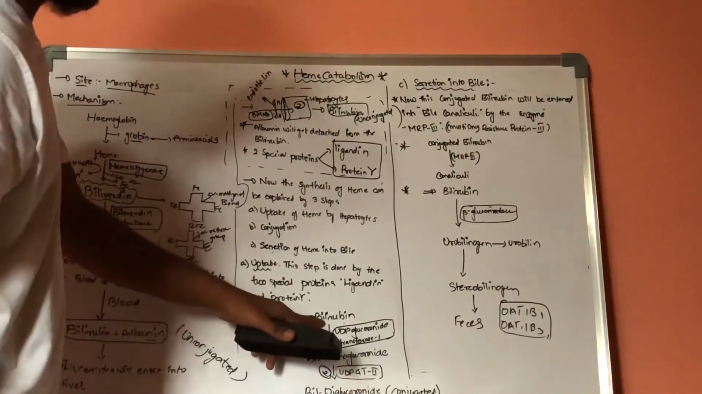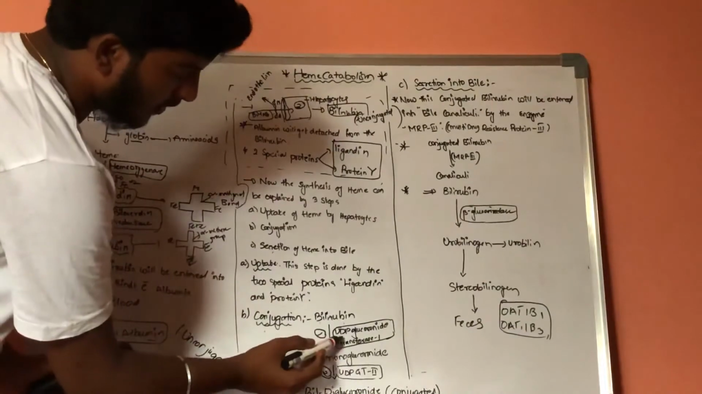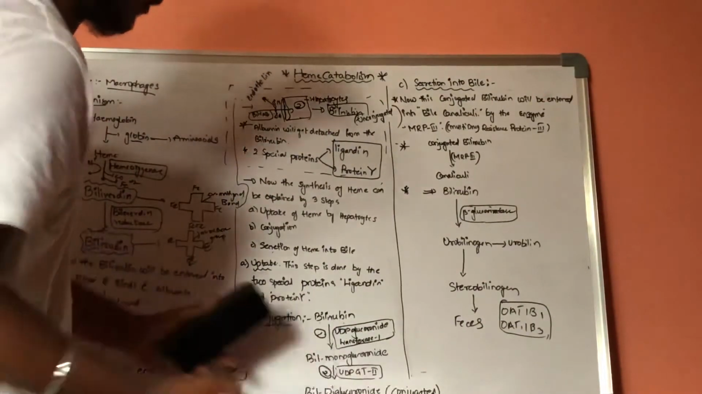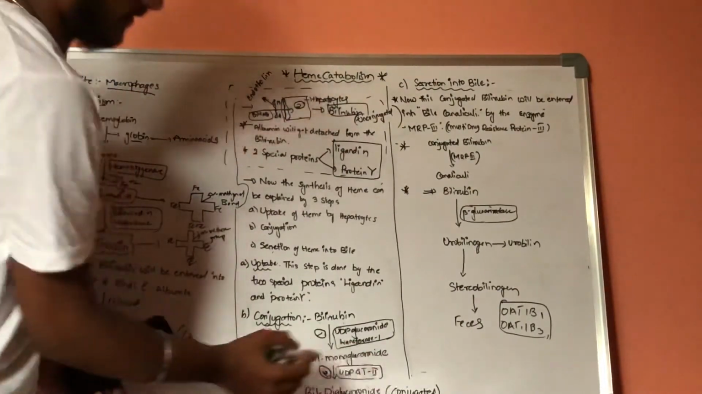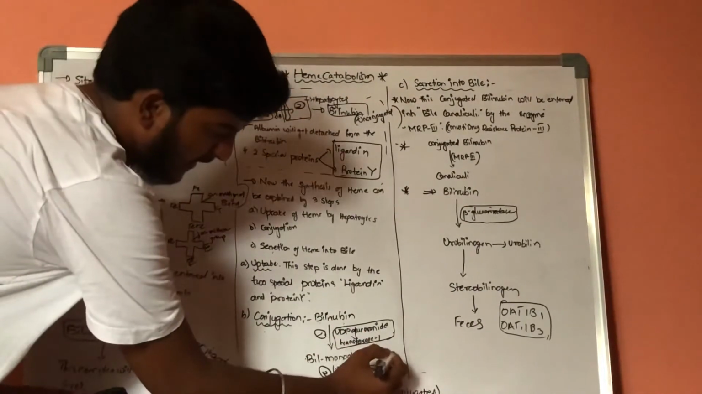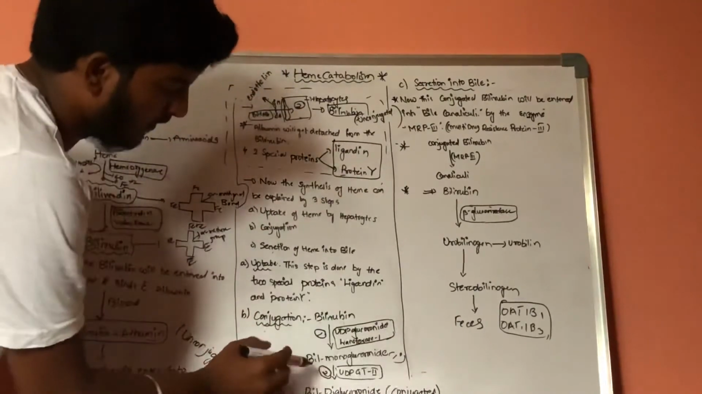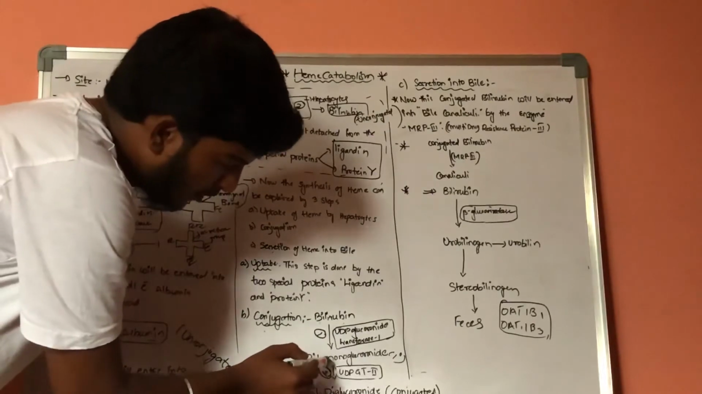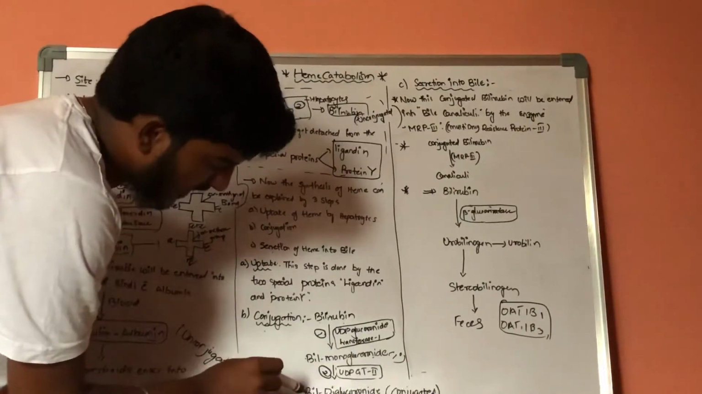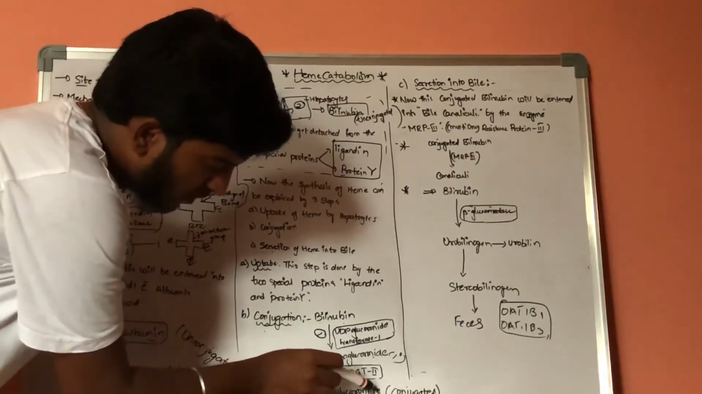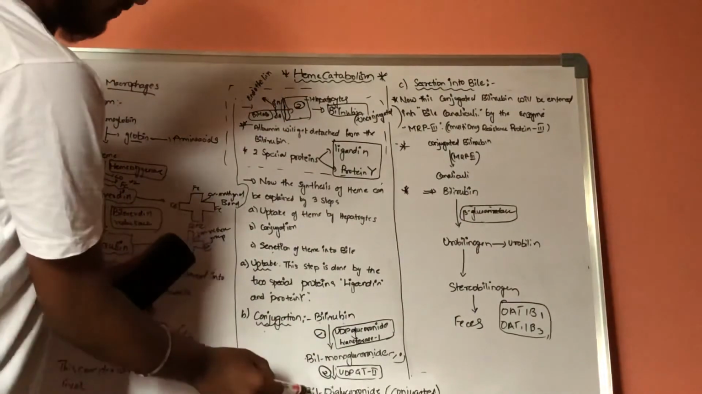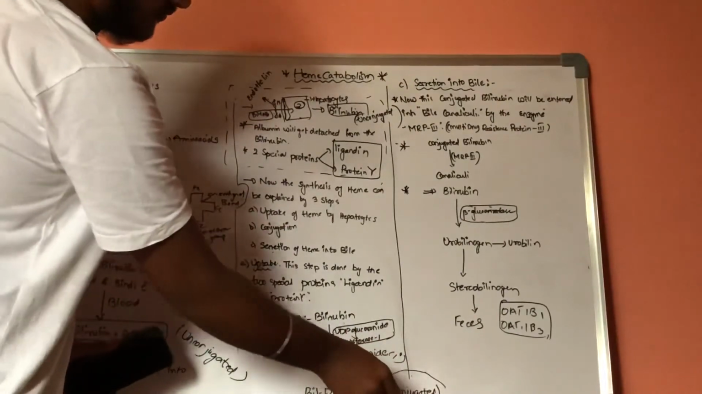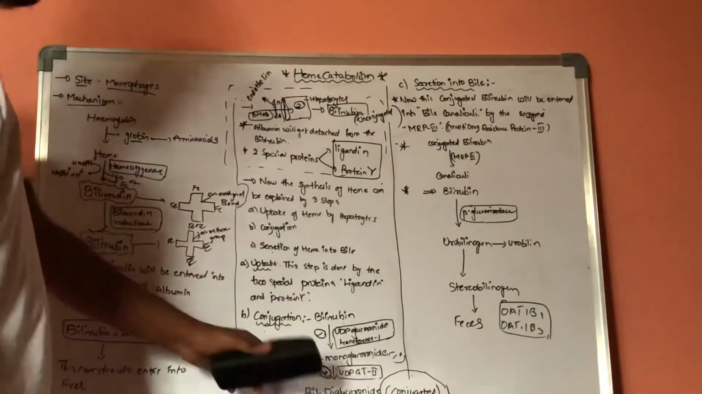Now bilirubin, with the help of UDP glucuronyl transferase 1, will be converted into bilirubin monoglucuronide. Now it is primary. With the help of UDP glucuronyl transferase 2, this bilirubin monoglucuronide will be converted into bilirubin diglucuronide. The bilirubin diglucuronide which is formed is in conjugated form. Now this is the second step.